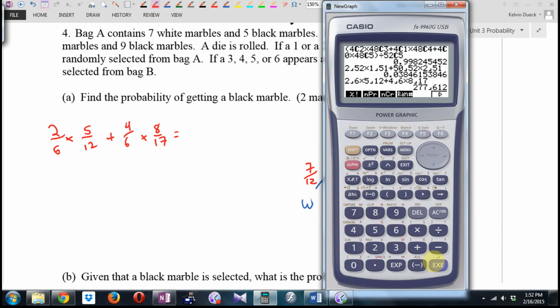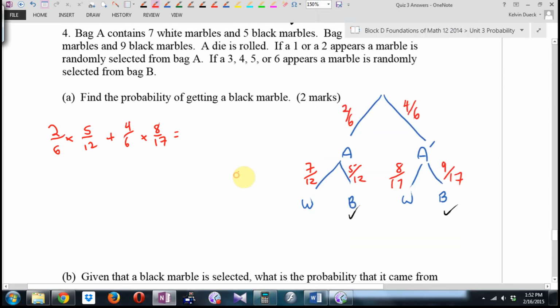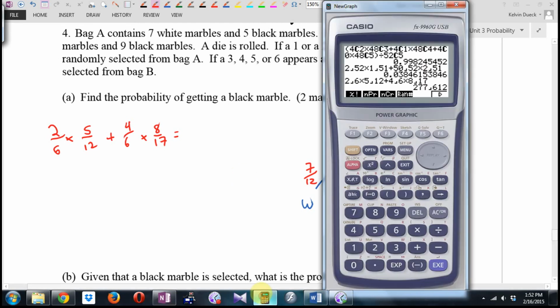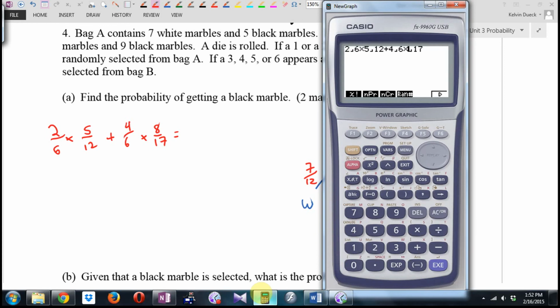Ugh. You get 277 out of 612? Am I wrong? 9 out of 17, not 8 out of 17. Hold on. You know what? It's 9 out of 17. Thank you. That seems like a yucky number. I mean, maybe it'll still be a yucky number.